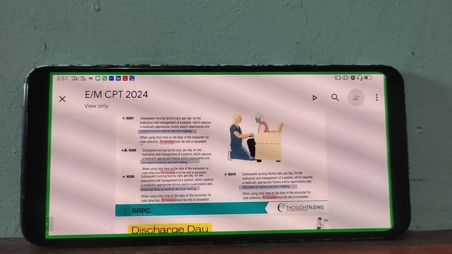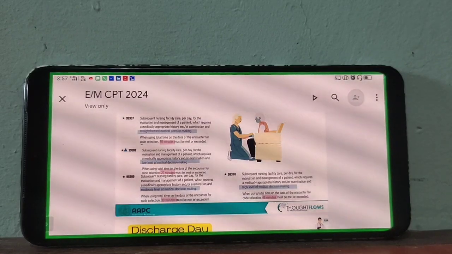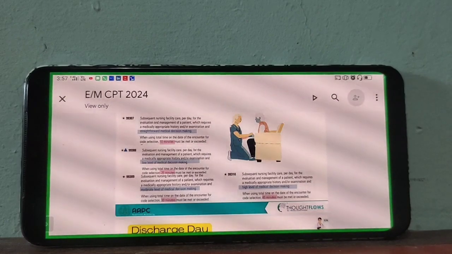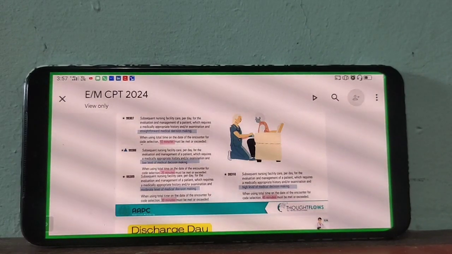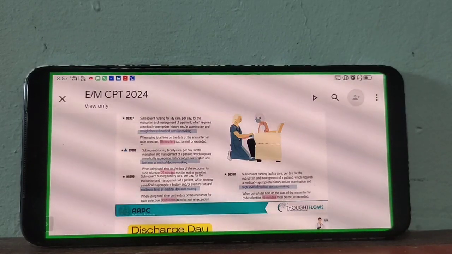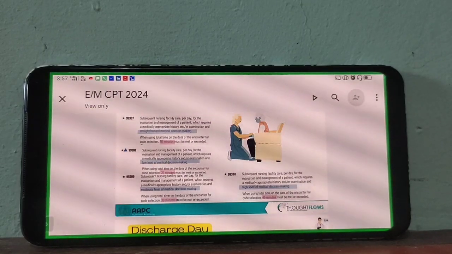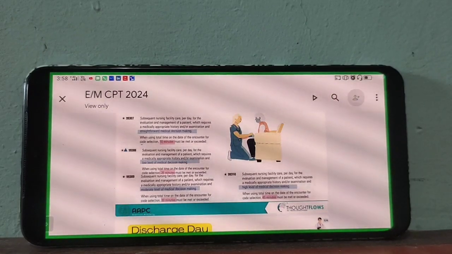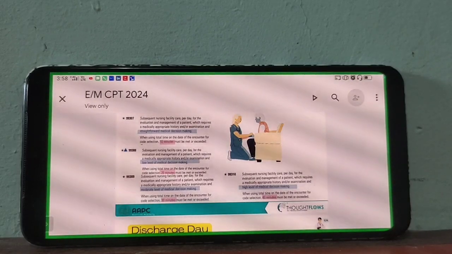Most probably some payers follow the instruction based on the time. Usually if two levels are satisfied in one and the time is satisfied in another level, they have to apply the code based on the time, the code for the highest time. Okay? But some payers follow MDM. It will differ based on the MDM, project wise.